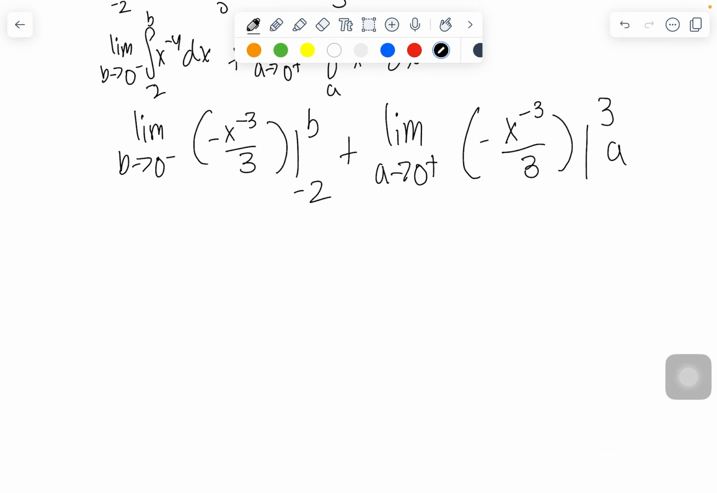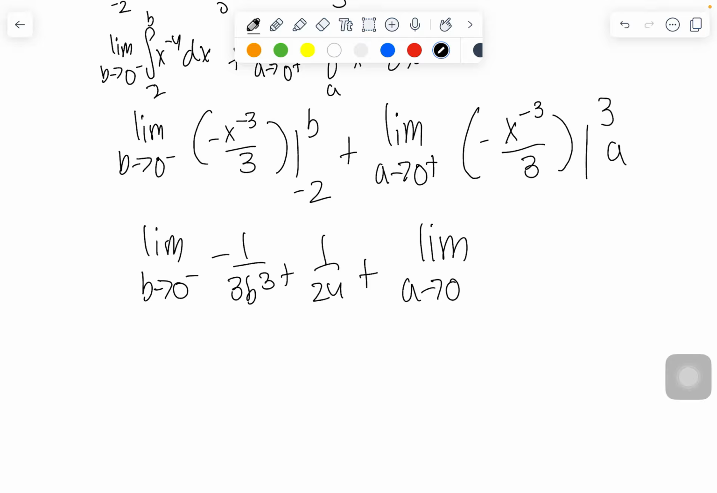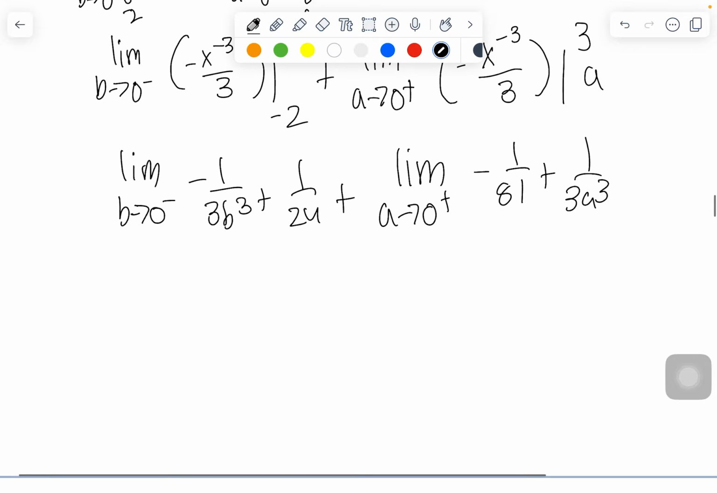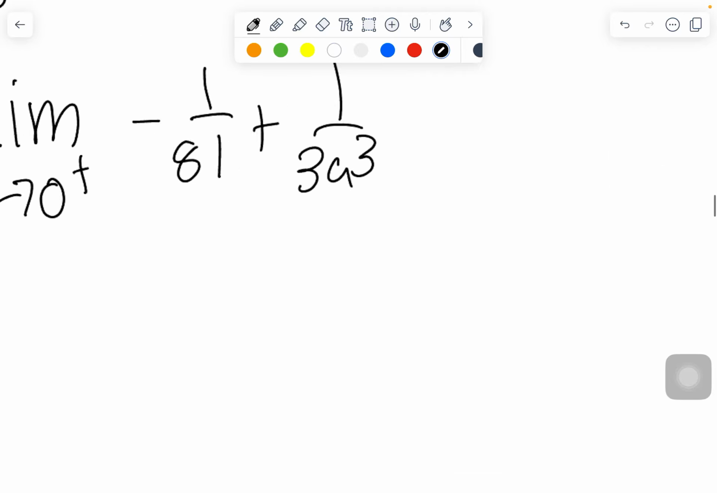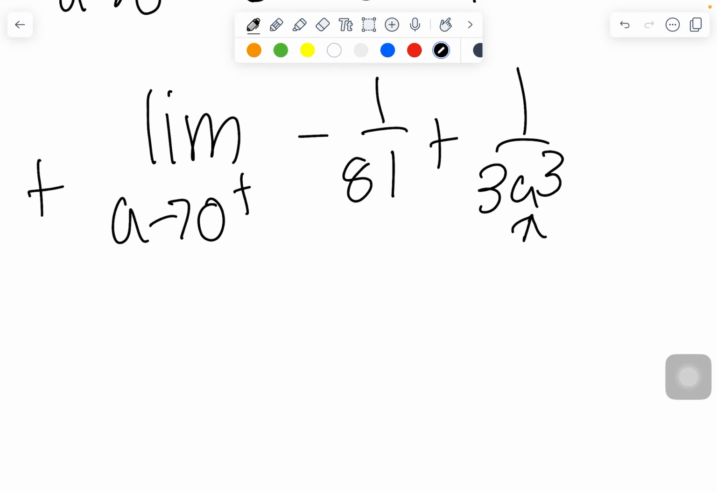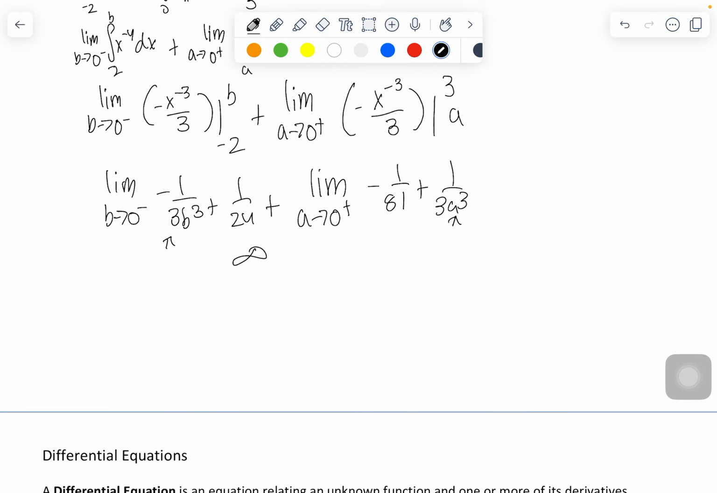So we get the limit as b approaches 0 from the left side of negative 1 over 3b cubed plus 1 over 24, plus the limit as a approaches 0 from the right side of negative 1 over 81 plus 1 over 3a cubed. And then as b gets smaller and smaller, this value will get bigger and bigger. And as a gets smaller and smaller, this value will get bigger and bigger. So this will be infinity plus 1/24 minus 1/81 plus infinity, which we can confidently say diverges.